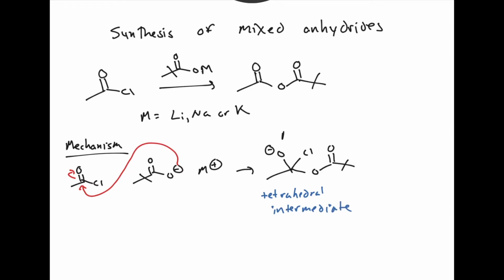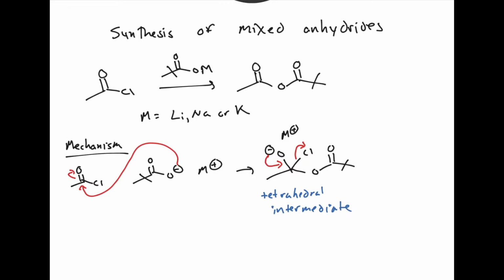And our metal is also going to be hanging out here, just serving as a counterion. Now, we've got such an intermediate. What do they want to do? They always want to collapse back down. So our O minus, those electrons are going to come down and kick out the chlorine.